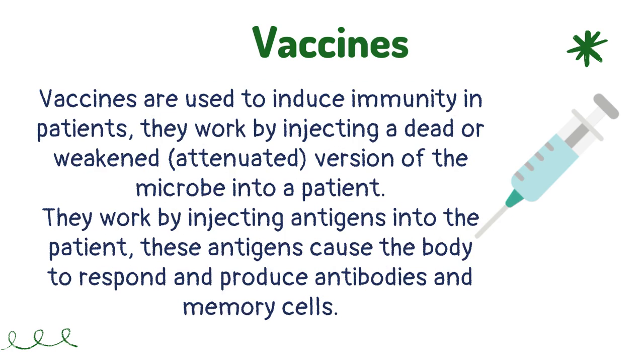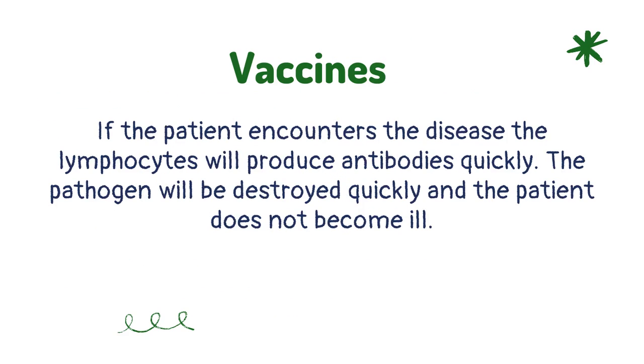Vaccines are used to induce immunity in patients. They work by injecting a dead or attenuated version of the microbe into a patient. They work by injecting antigens into the patient. These antigens cause the body to respond and produce antibodies and memory cells. If the patient encounters the disease, the lymphocytes will produce antibodies quickly. The pathogen will be destroyed quickly and the patient does not become ill.